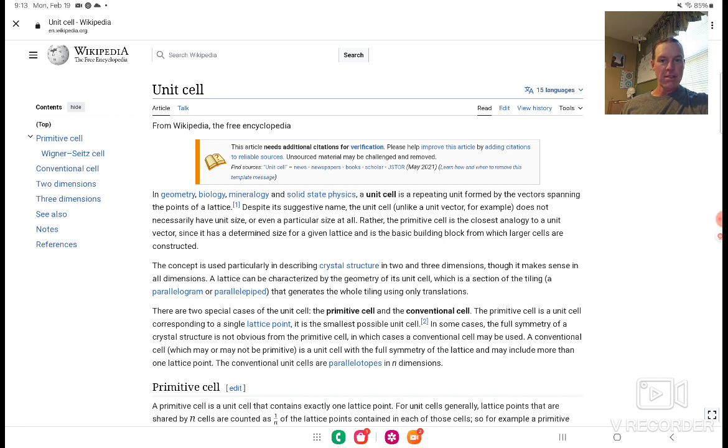Mineralogy. I love looking at the world stuff.